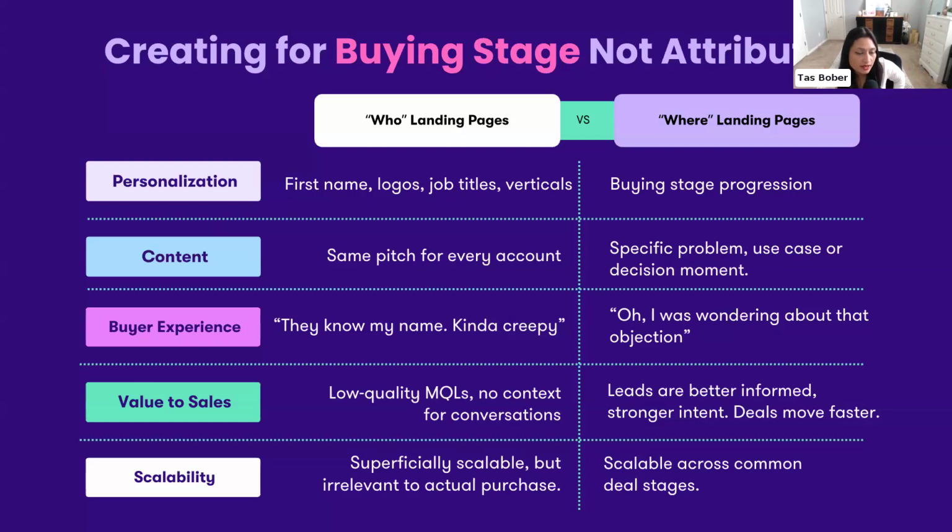Again, token based. But when you're looking at where landing pages, you're looking at the buying stage progression, right? Engaged, unaware, not engaged. I mean, it's a very simple marketing funnel, ABM funnel, right? Content, you can talk about a specific problem, use case, or decision moment. Where are they in the research of buying, right? There's another statistic, and it's in here somewhere, but 70% of the buying behavior and research is done before they even engage with you.